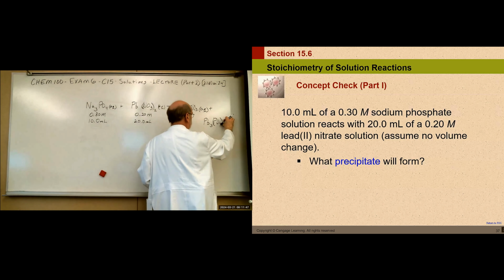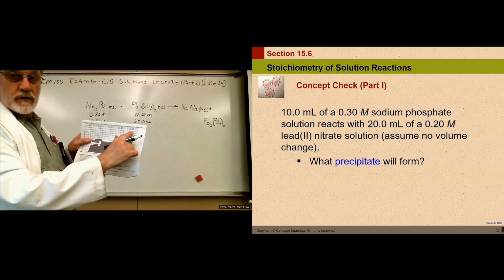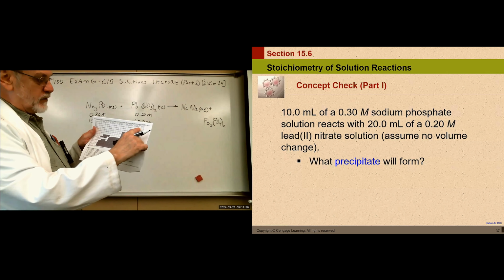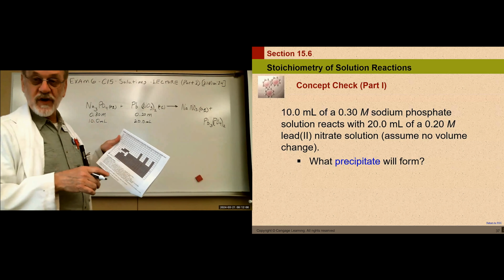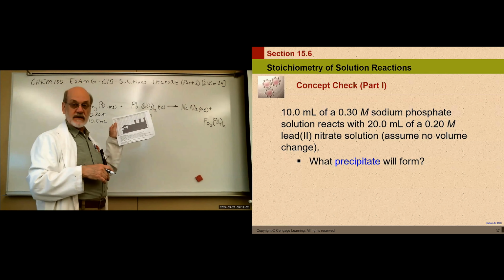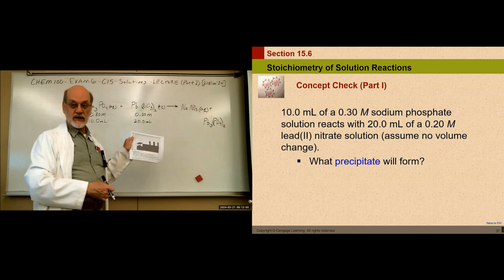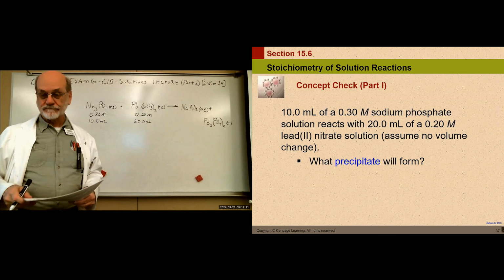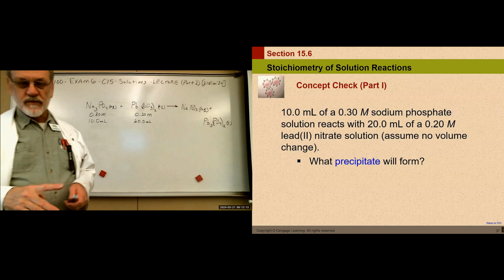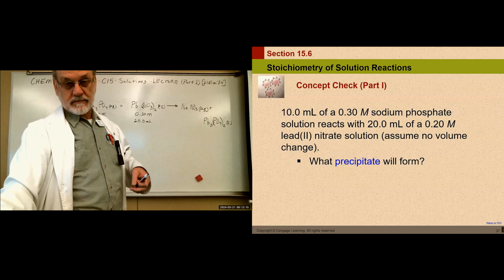Then we look it up in our chart. We look up lead 2 plus, which is over here on the far right-hand side. And then we follow it down till we find the phosphate. And we find that that block is grayed out. That means this is insoluble. This compound forms a precipitate. All right, so that answers this question.